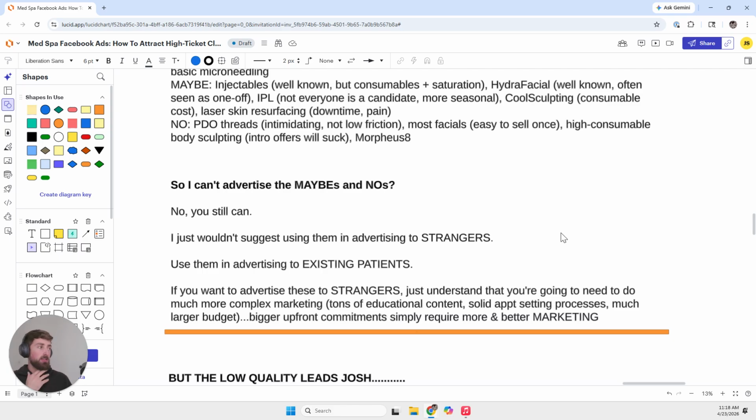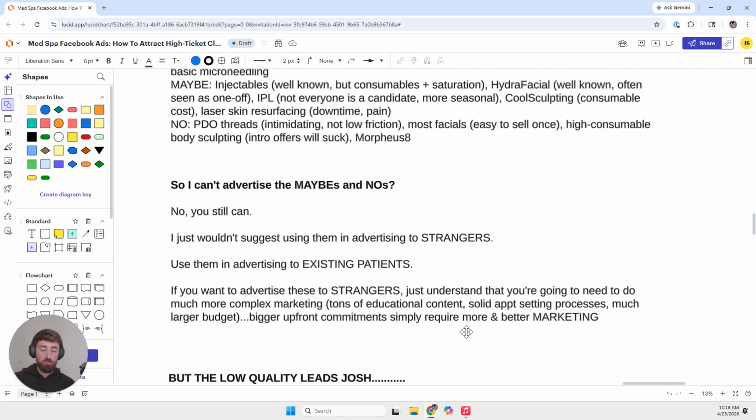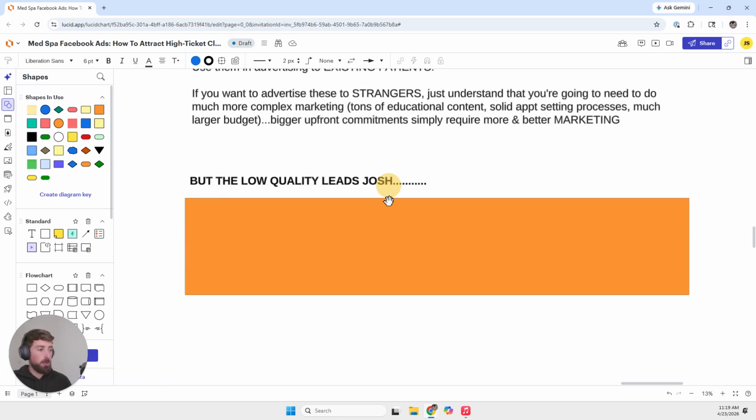And so if something like CoolSculpting isn't something that you can just do an introductory promotion with, then you're typically going to need a very educational process where you're basically having people consume all this content and learn more about why CoolSculpting is the best thing for them. And then on top of that, you're going to need that really good appointment setting process, simply because CoolSculpting requires a larger commitment than maybe one of your energy-based body sculpting treatments, as an example.